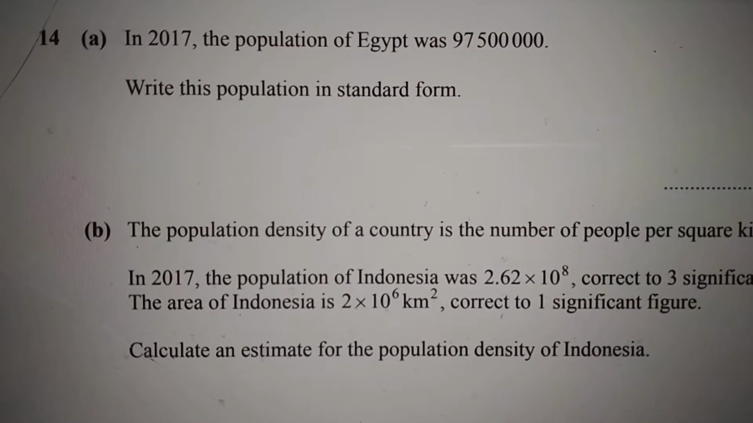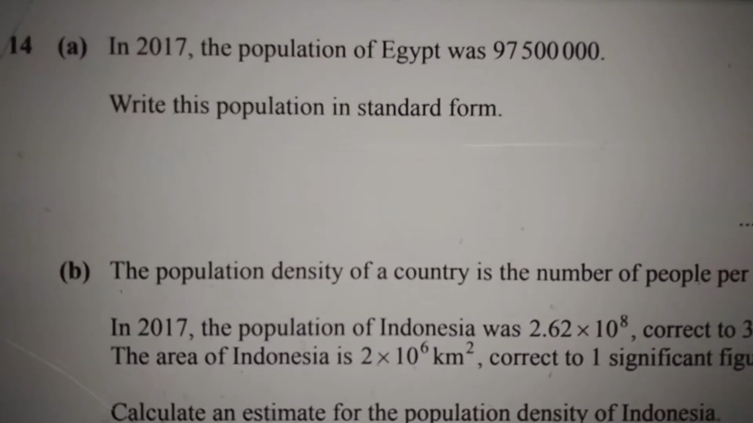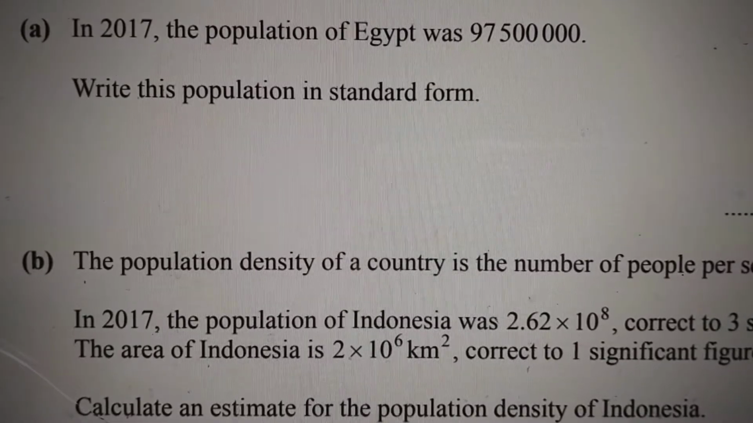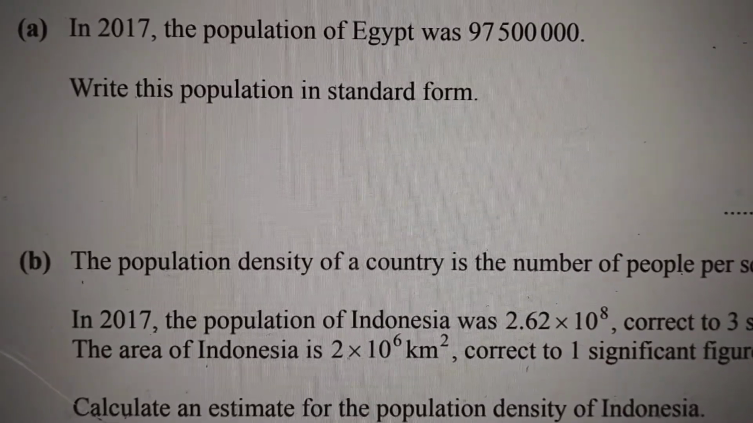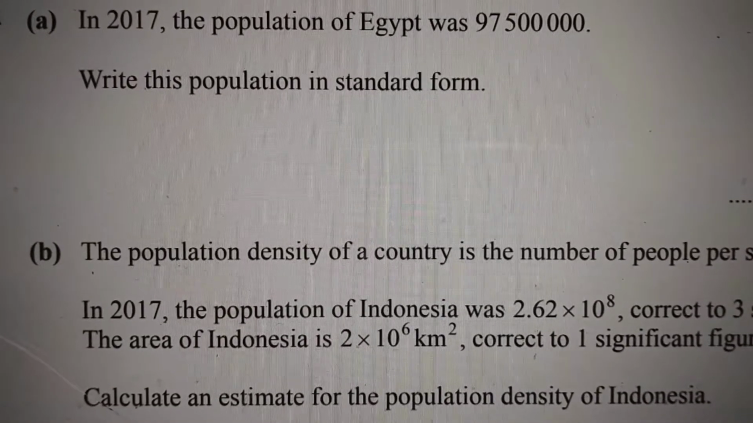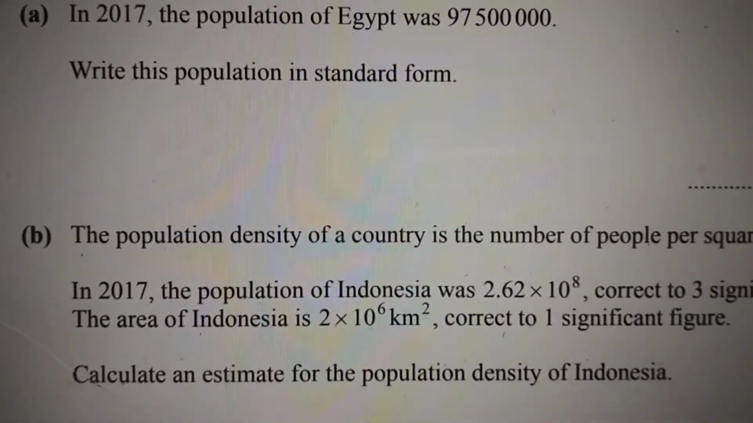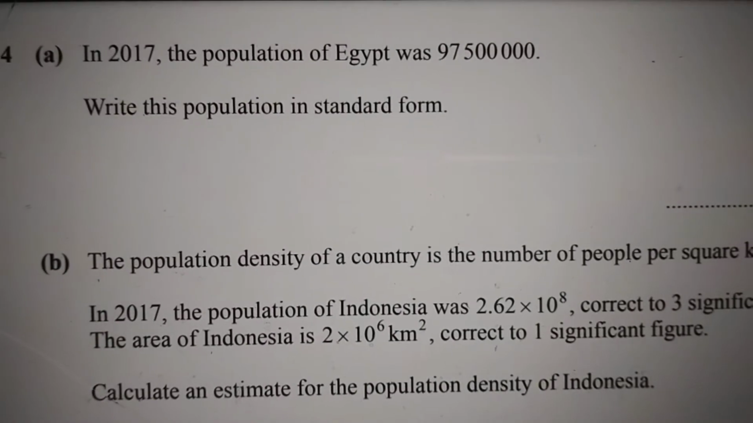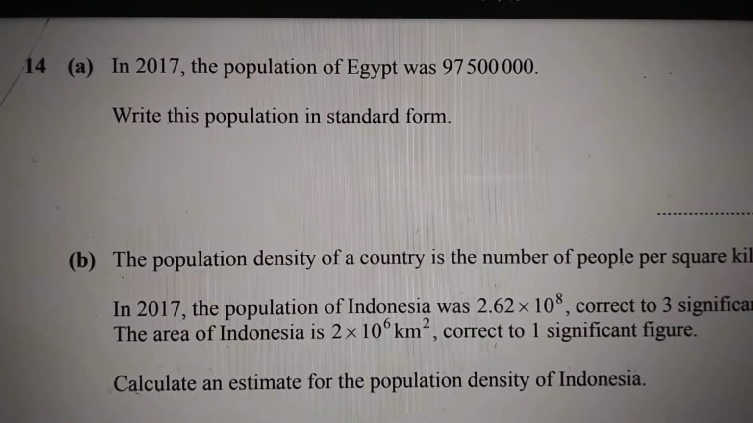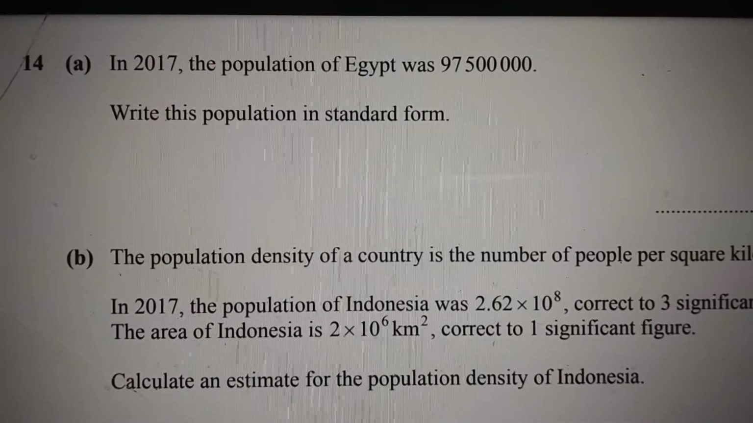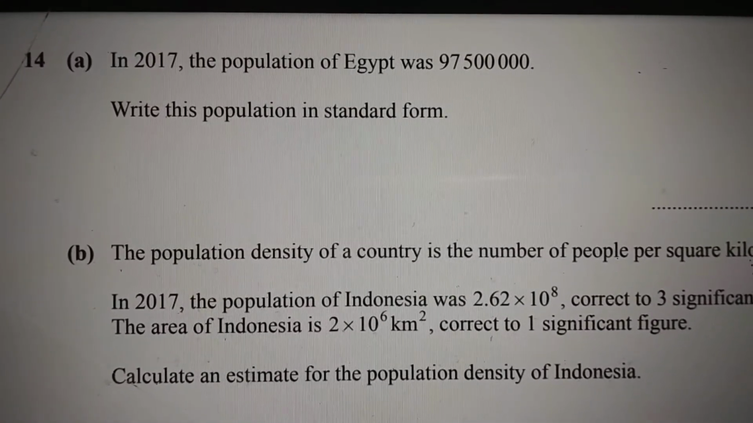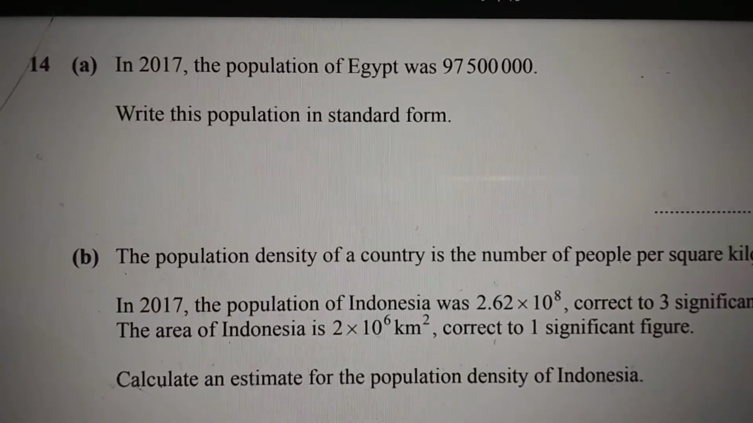part A says that in 2017 the population of Egypt was 975, and there are 5 zeros along with it. Write down this population in standard form. So standard form, as you all know, is a specific scientific notation which we use in order to write very high or very low values in a particular format.